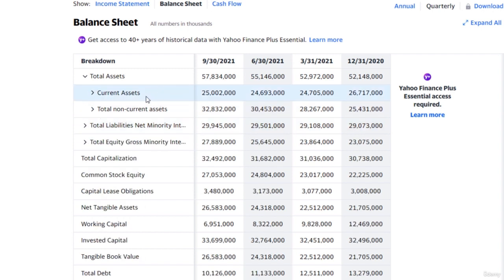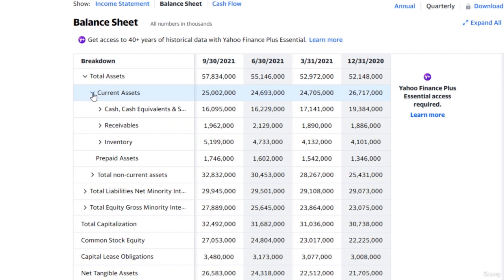So let's start with current assets. So what composes current assets? We got these down arrows.